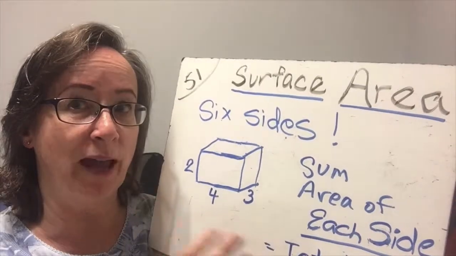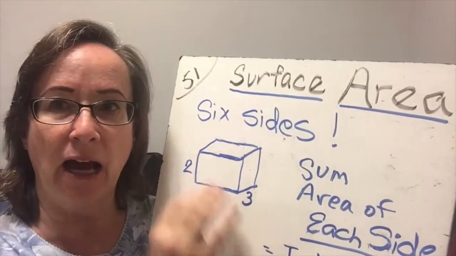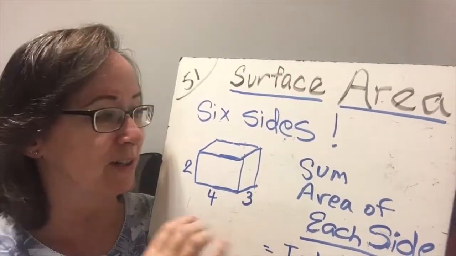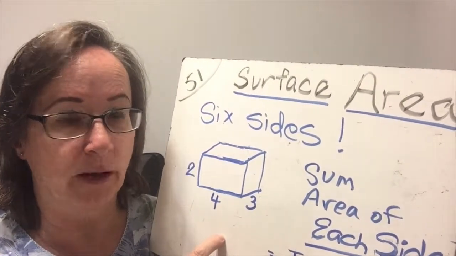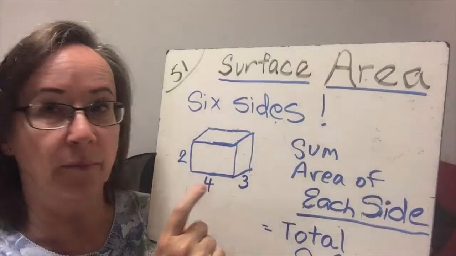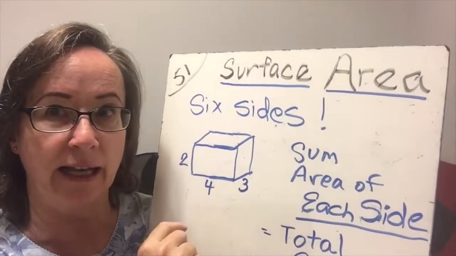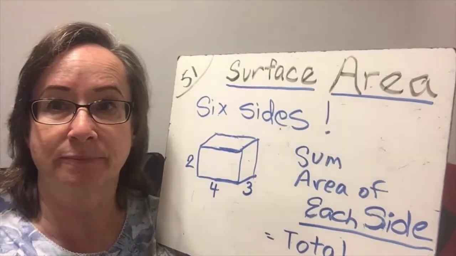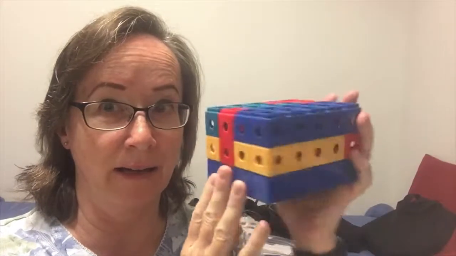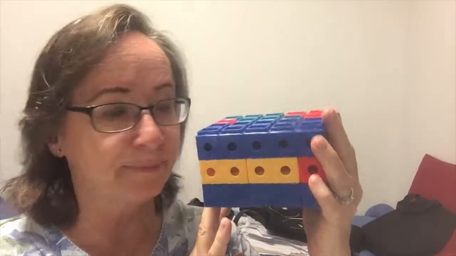And now we have a figure that's made up, it's a rectangular solid, which means it's like a block. Okay, and with this block, this rectangular solid, we're going to have 6 sides. Now, here's a model of my rectangular solid.